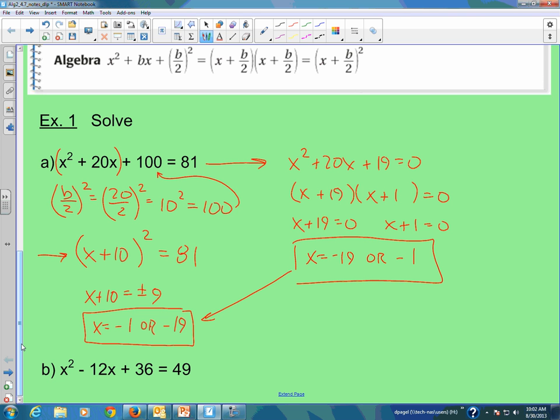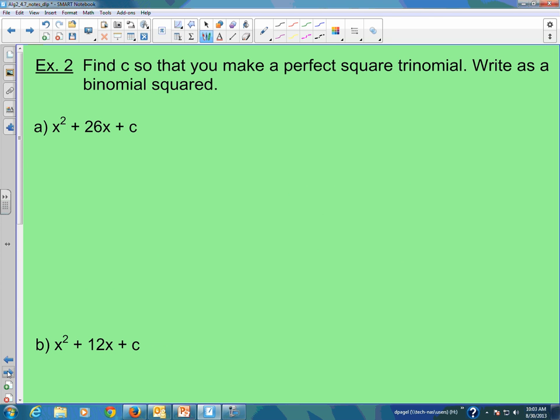All right, so let's actually talk about the b over 2 squared and why that's useful to us. What is its purpose? We'll do that with these problems. Here it's asking us to find this value of c so that we make a perfect square trinomial. Again, perfect square trinomial, x squared plus 2, and using variables, a squared plus 2ab plus b squared. That would be our perfect square trinomial.